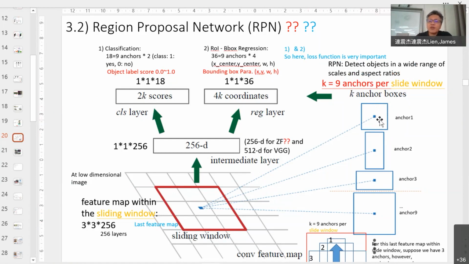This scale is probably 3 by 3, this scale is 5 by 5, the other scale is 9 by 9, this one 7 by 7. So you have 3 scales: one is square, 3 by 3, this probably is 5 by 5, the other is 9 by 9 and 7 by 7. For each scale, you have 3 ratios: 1 by 1, 1 by 2, 2 by 1. Suppose the object is a human standing up, the ratio is 1 by 2.